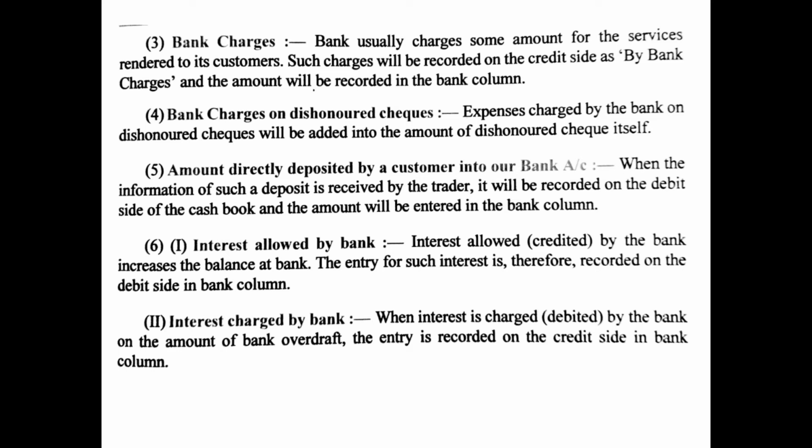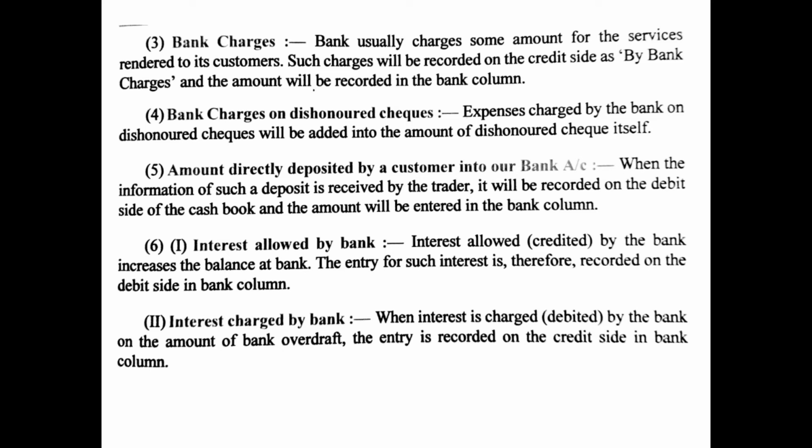But this check is being dishonored, so that means it will be posted on the credit side, and for processing this, the bank has deducted 1,000 as the dishonor charge. So when you record it on the credit side as by Ram, you will not write by Ram 20,000 and by banking charge 1,000. No, you will write by Ram 21,000. It will include the amount of dishonored charges.